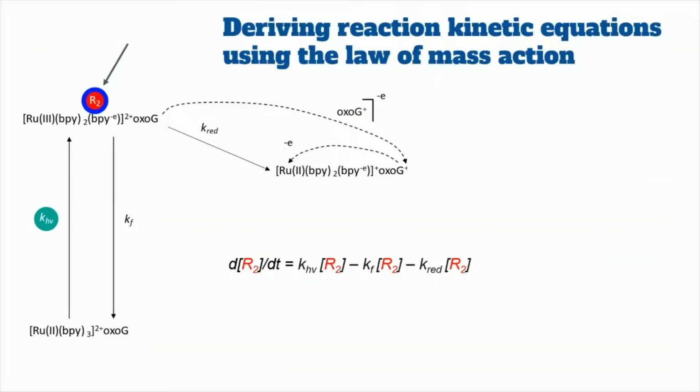We have modeled the chemical system using the law of mass action to define differential equations for the rate of change of reactions. We describe the change in concentration of the excited ruthenium complex R2 with three terms containing a product of the rate constant and the concentration of R2. The positive forward term contributes to the formation of R2, and the two negative reverse terms reduce the amount of R2.